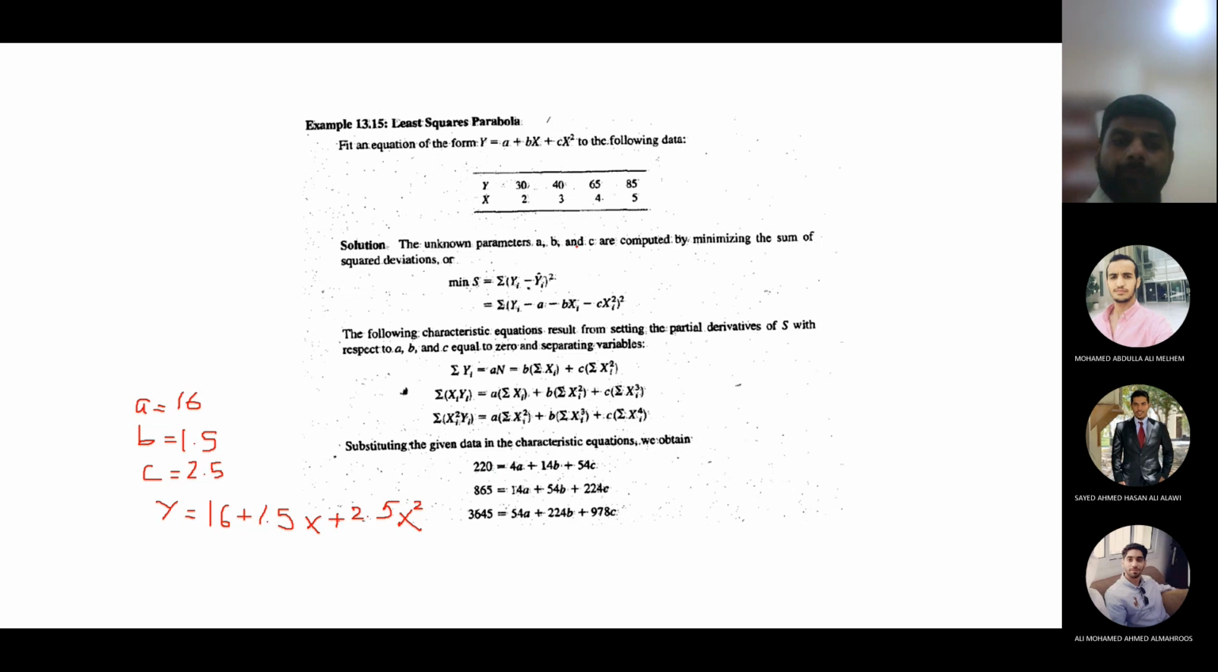Like I said, whenever you have a second degree equation between two variables, y and x, we just use these equations directly to calculate the values of a, b, and c. This is a direct non-linear relationship.